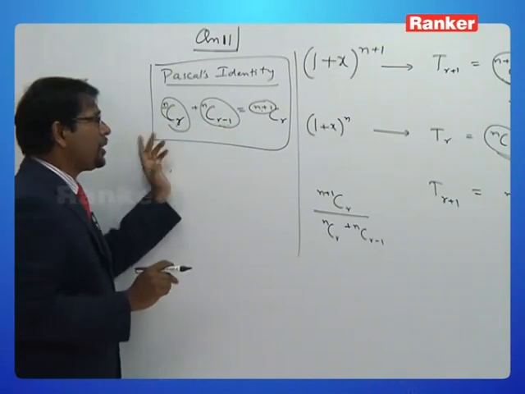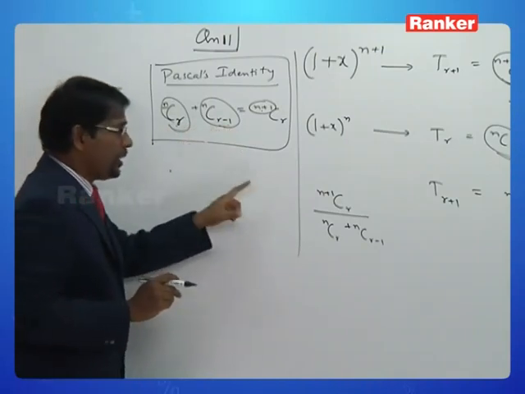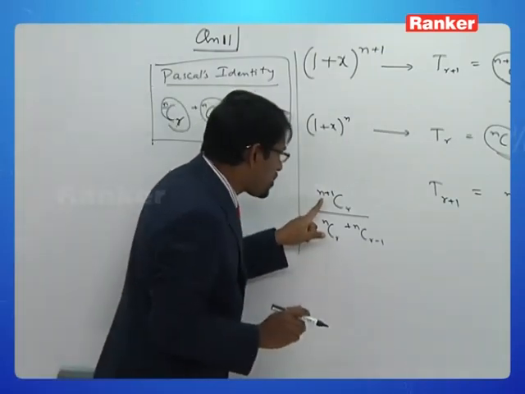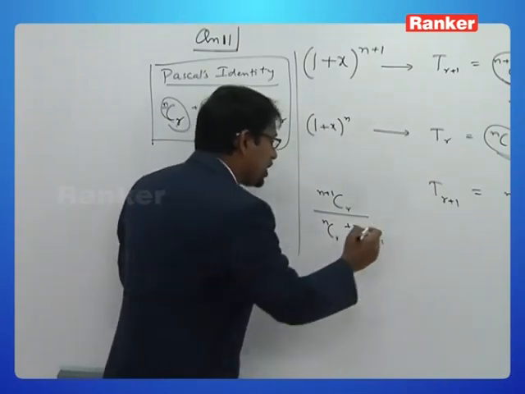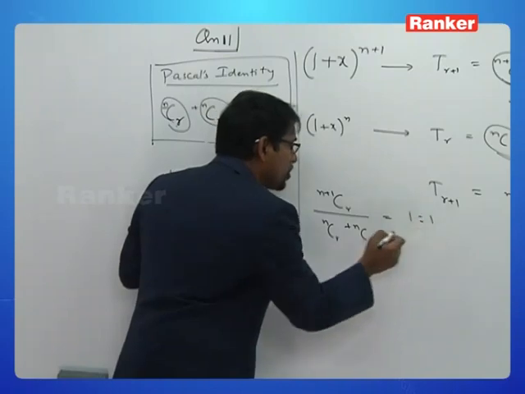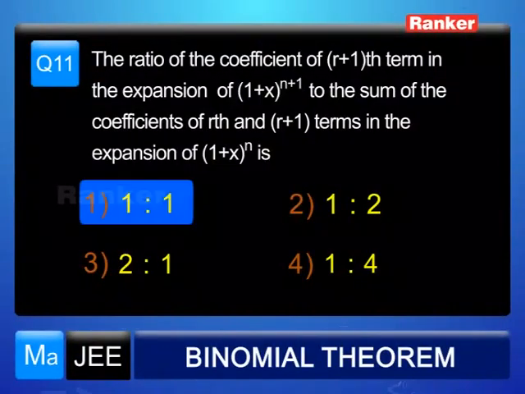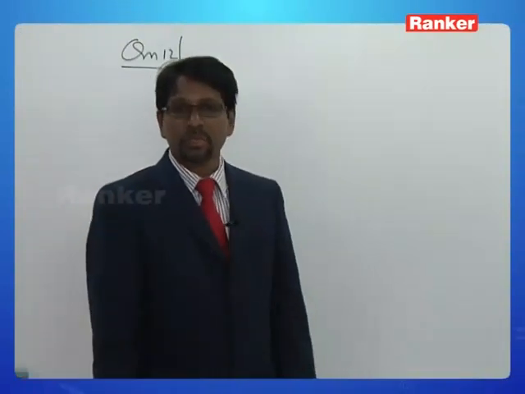You can actually directly use the formula here. So, what do we observe? n+1Cr and nCr plus nCr-1 are one and the same. Therefore, the ratio is 1:1. So, the answer is 1. Let us move on to the next question here.